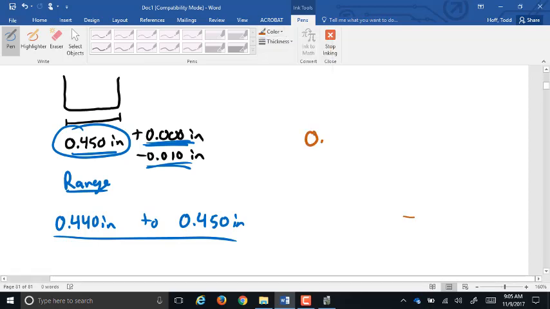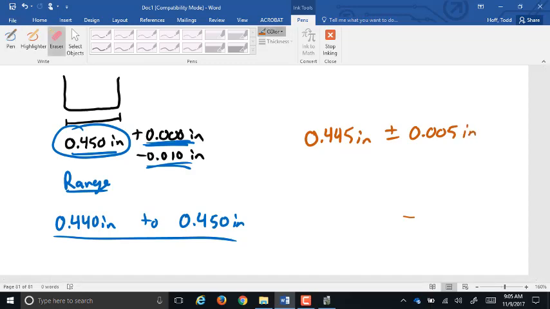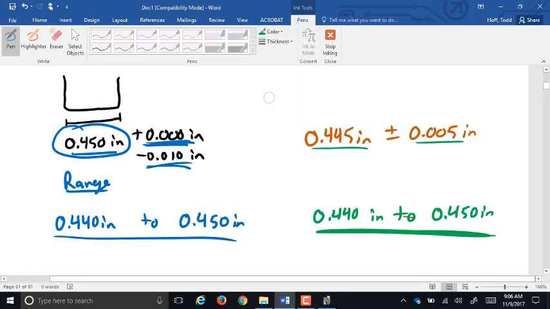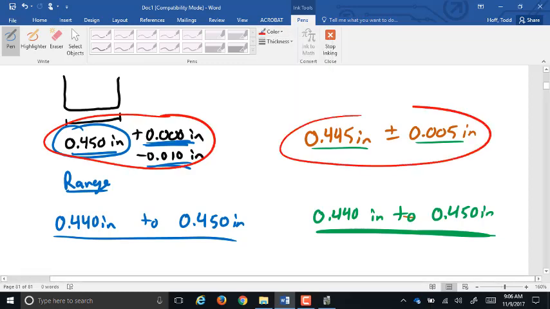Now, if I had it listed like this, 0.445 plus or minus 5 thousandths, that's going to give me a range of the 0.445 minus the 0.005, that's 0.440, to the 0.445 plus the 0.005 of 0.450. That gives me the exact same range of possible values. So why would I list it like this instead of this?